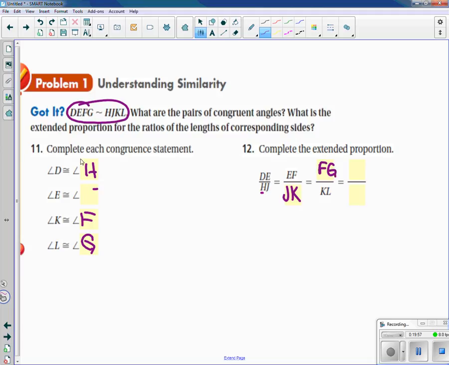And we're missing one. Which one are we missing? DG, which is the first and the last letter, should go with what? HL. Right. Does everybody have that?